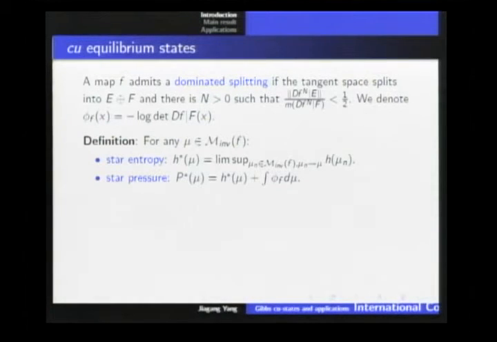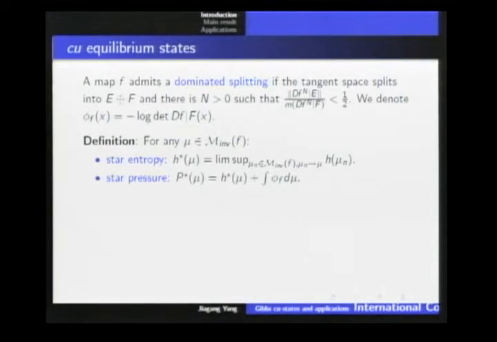For any invariant measure, we need to define the star entropy. What's the star entropy? It's a little complicated. You consider any sequence of invariant measures converging to mu, and you consider the limsup of the sequence of the metric entropies. In general this is larger or equal to the metric entropy of mu, because you can always take the sequence mu_n to be the same measure mu.